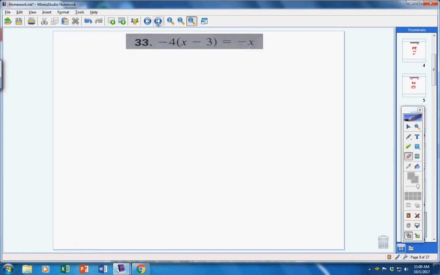Alright? Number 33. Step 1. Simplify both sides. Obviously, I cannot simplify this side here. However, over here, take your negative 4 and multiply it through. Now, watch your signs. The 4 is negative. Negative times the positive is negative. Negative times the negative is positive.